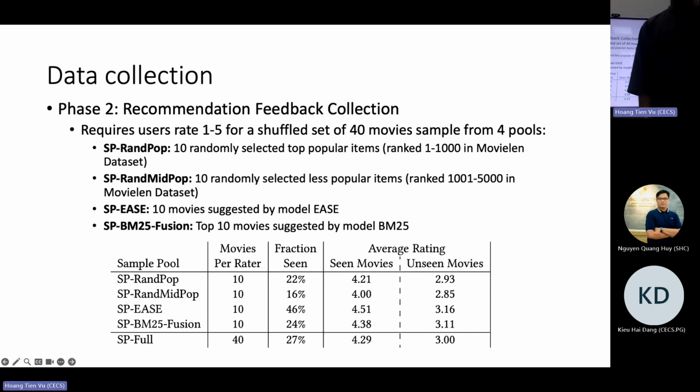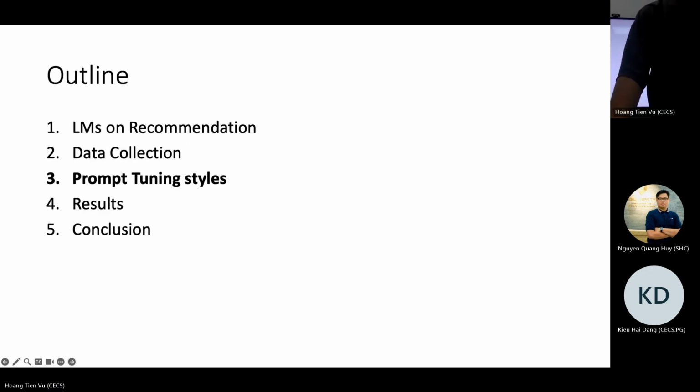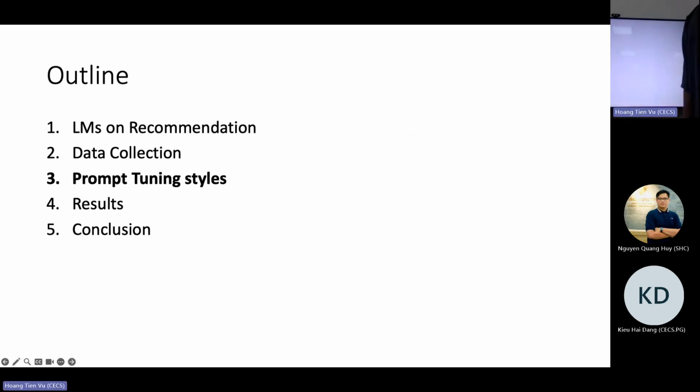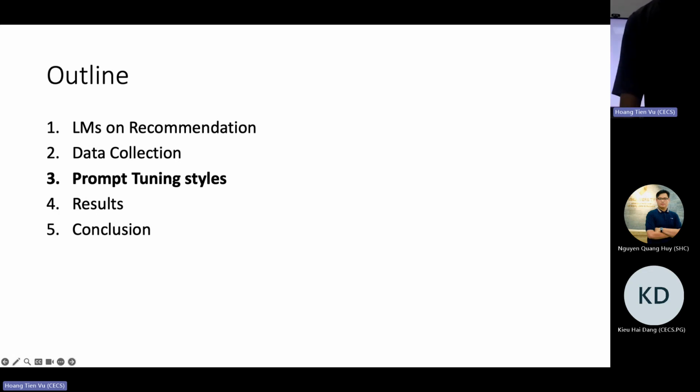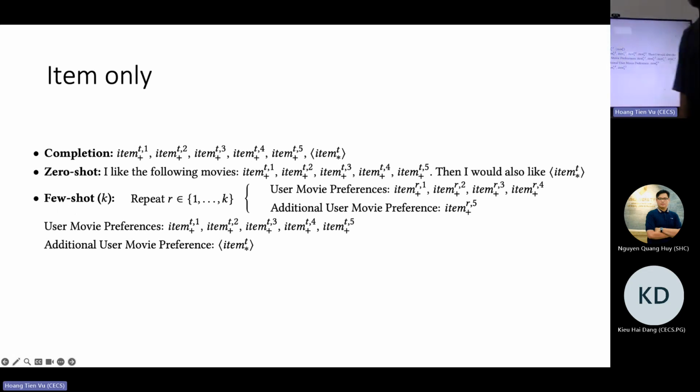Okay. Yes, and after that, I will suggest new items for this 40 movie. And in this session, I will present the way to fine-tune the large language model in our recommendation system task. They have three kinds of setting in this case, and in the first case, they use a setting where we use only the information or data about items.